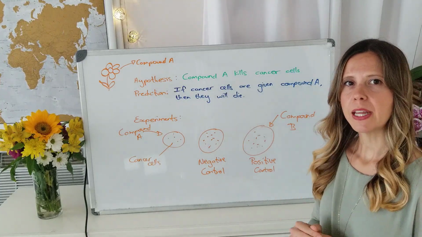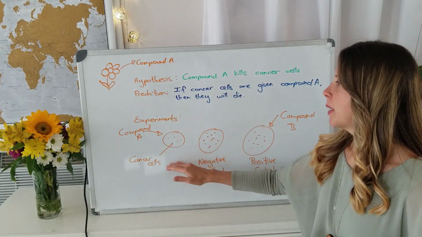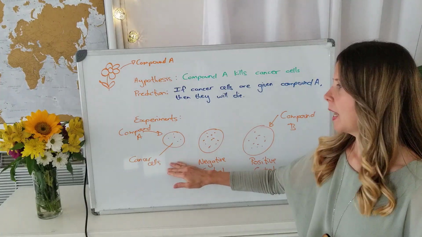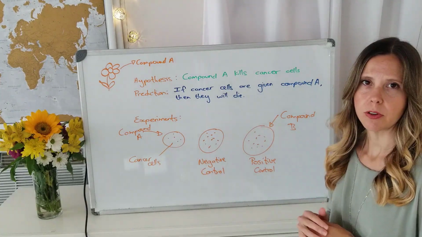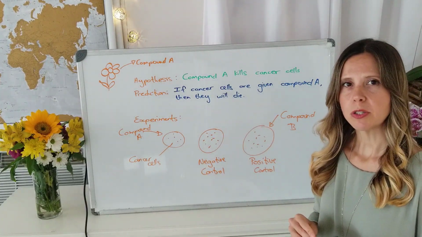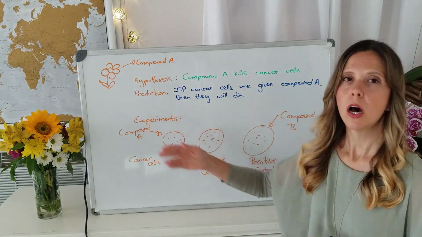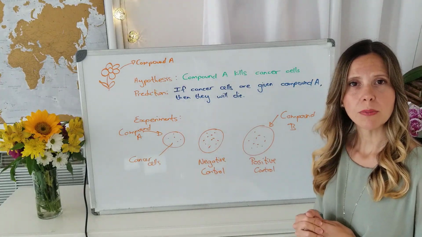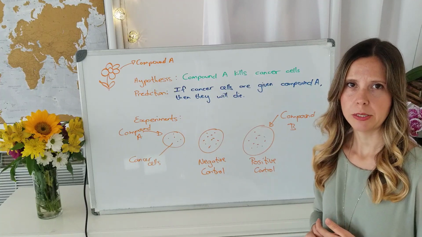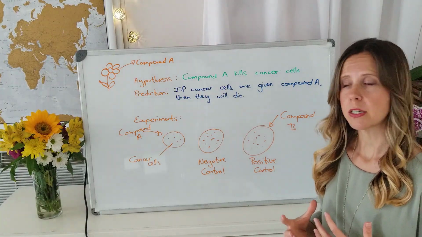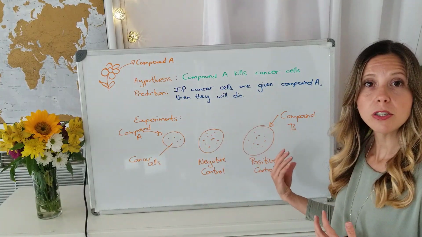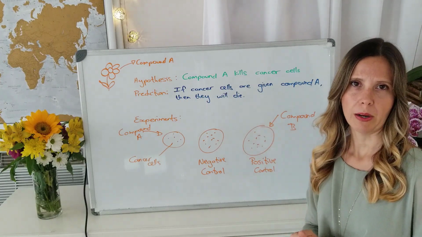When you come back the next day, you're able to now compare the results from compound A to your negative and positive control. This way, you're able to know whether cell death was a result of compound A or due to something else occurring in your experiment. You're also able to compare the toxicity of compound A to a known compound such as compound B.